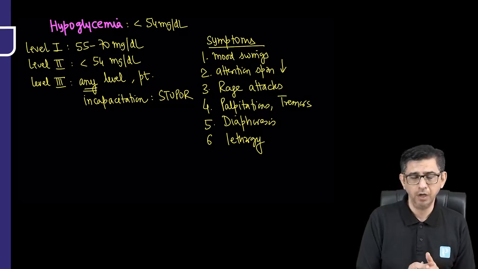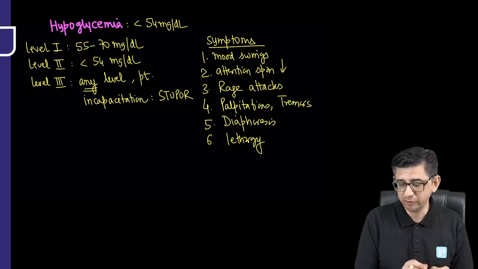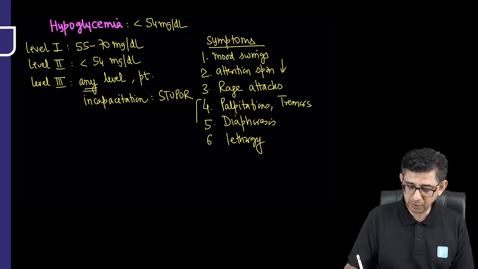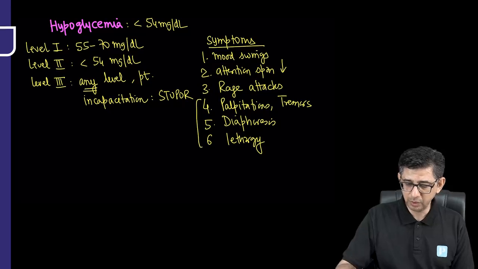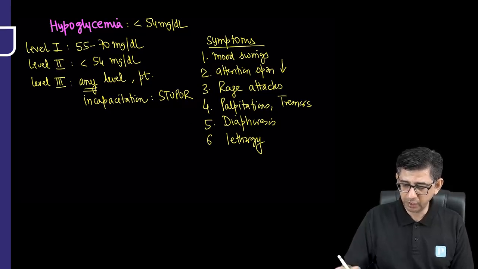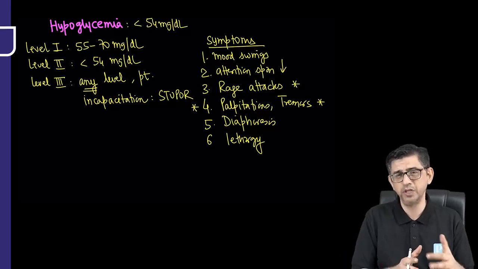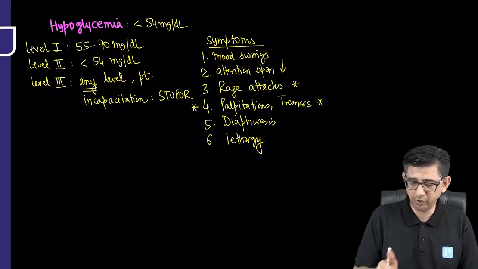so that's how the symptoms of hypoglycemia would come in. And what I'll say next is exclusively from a pharmacological perspective, because you can see that sympathomimetic symptoms are the ones which are mainly being talked about. The sympathomimetic symptoms that we are mainly talking about are palpitations, tremors, rage attack, anger. Those are features that we usually associate with sympathomimetic drive.